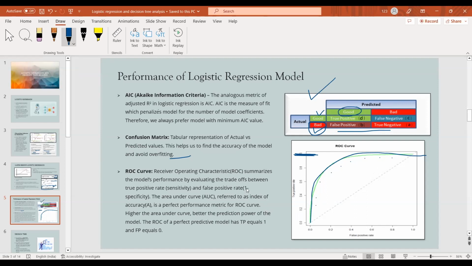We also have the concepts of precision and recall, and the F1 score. The F1 score is nothing but the harmonic mean of the precision and the recall. So they are also important metrics which we use in our model.